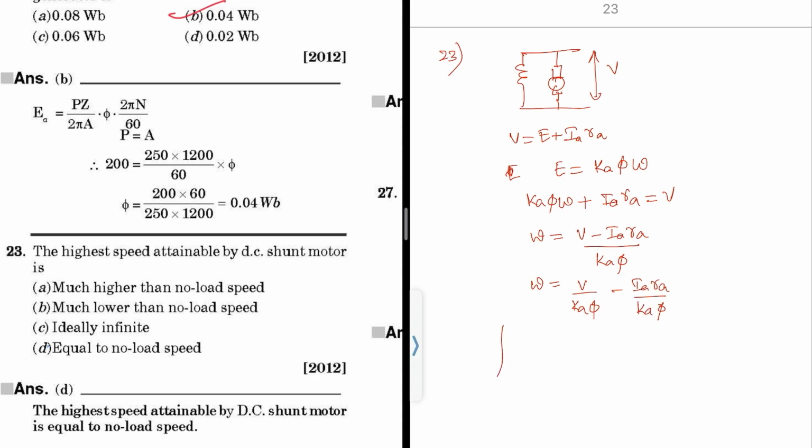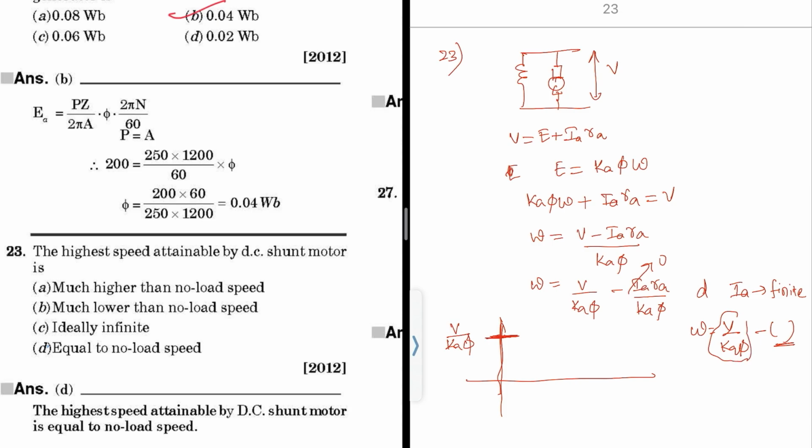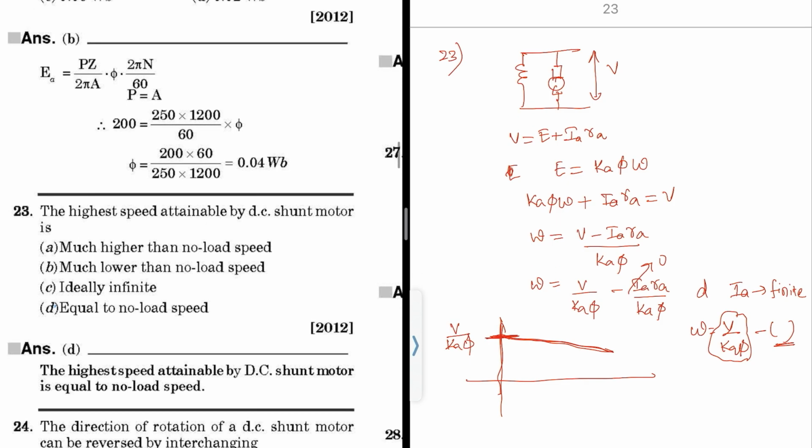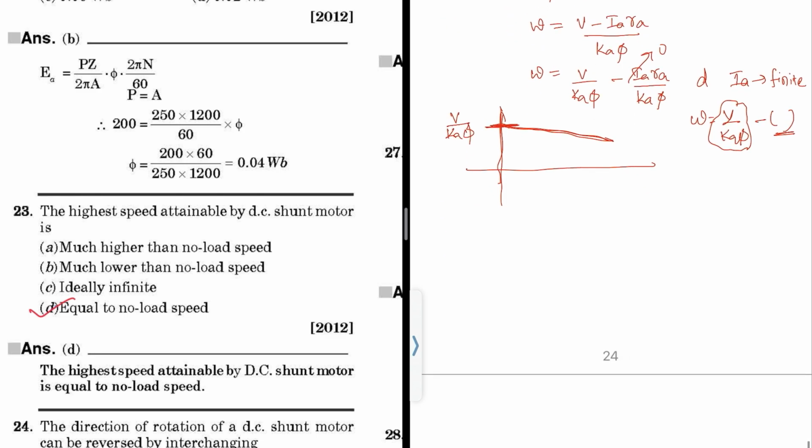During no load, the armature current will be 0, so the speed is V by Ka phi. Now, during load condition, Ia will be finite, so omega equals V by Ka phi minus some finite value. So the speed will be less than V by Ka phi; the speed will decrease. So the highest speed is achieved during no load only, which is equal to the no load speed.